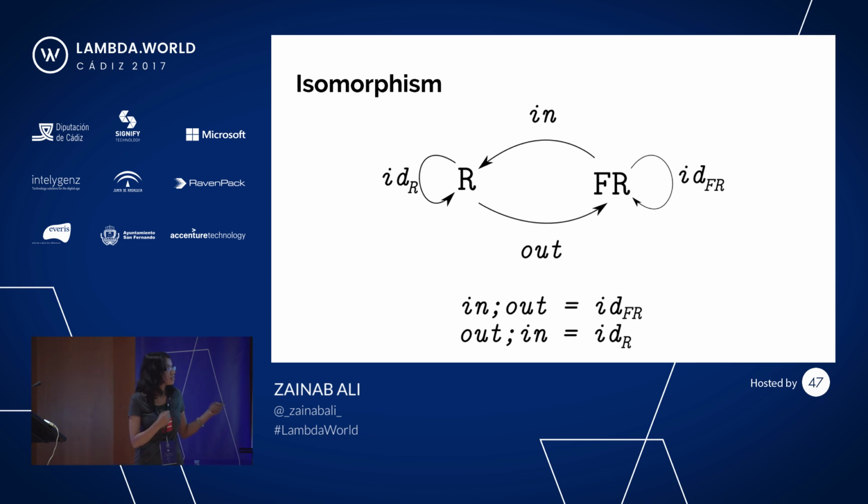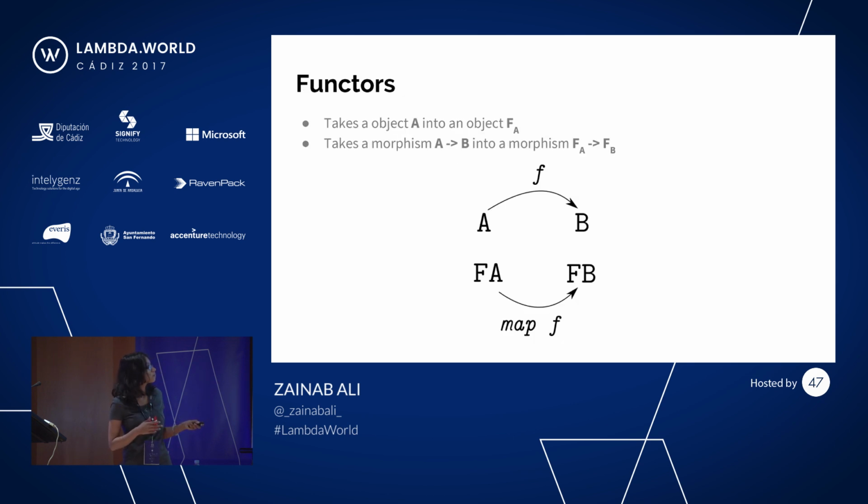And this is really nice. It feels kind of useless, though. Why would we invent some other representation which does exactly the same thing as our original one? Why would we bother doing that? But there's a really important reason, and that's to do with functors.